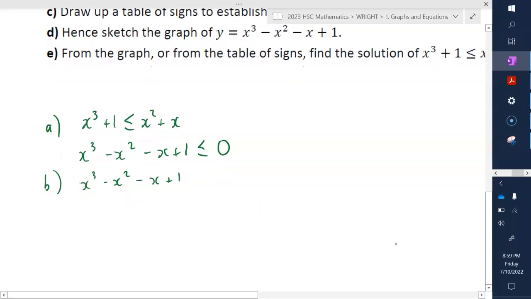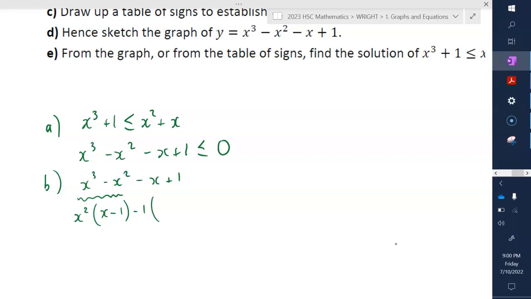Hopefully you can see that I can take an x squared out of this set of terms here and a minus 1 out of the second part, and it's going to work out nicely. So if I take an x squared out of the first term, I'm going to have x minus 1 left behind. I want this second bracket, when I factorize it, to have an x minus 1. So if I take a minus 1 out of that second set of numbers, I'm going to also have an x minus 1.